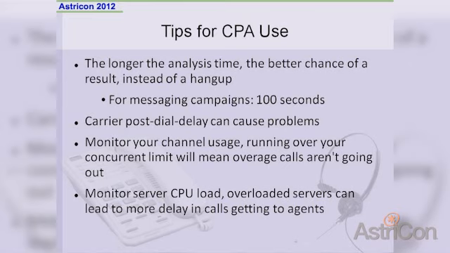Monitoring your channel usage is very important. Running over your concurrent limit will mean overage calls aren't going out. They'll just come back as channel unavailable or congestion with 0 seconds because you've hit your licensing limit. Or in some cases, it will go out without any CPA ability, and you won't get any kind of response back because it went out as a non-CPA call.